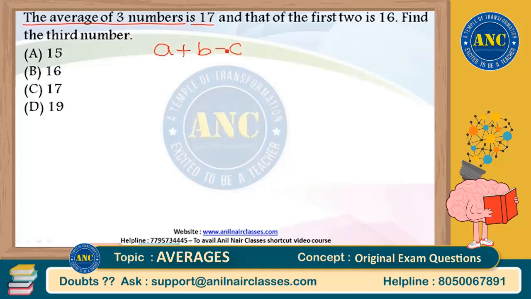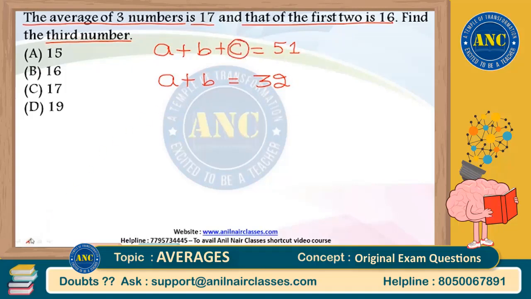So A plus B plus C will be 17 into 3, or 17 plus 17 plus 17. Can I say that it is 51? First listen to this carefully, sir. It is 51. And read the next statement. And that of the first two is 16. First two numbers are A and B. Average of first two numbers is 16. That means first number is 16, second number is also 16. Or in other words, A plus B is nothing but equal to 16 plus 16, 32. Find the third number. Find the value of C is your question.